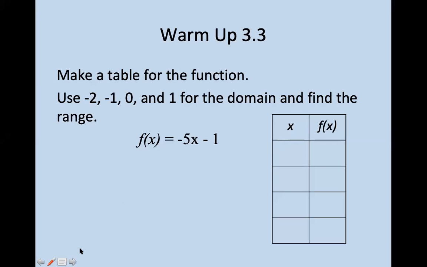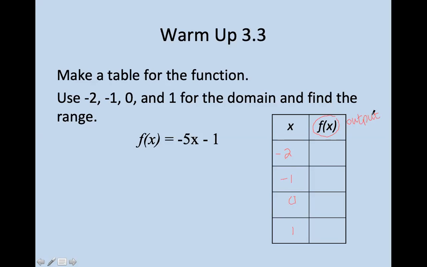All right, we are making a table. We have a table here written, we just need to fill it in. And we are trying to figure out the range. So here's our rule for our function. This says put -2, -1, 0, and 1 in and see what we get for the output. So I have -2, -1, 0, and 1. And then I need to figure out, remember this whole thing represents the output.